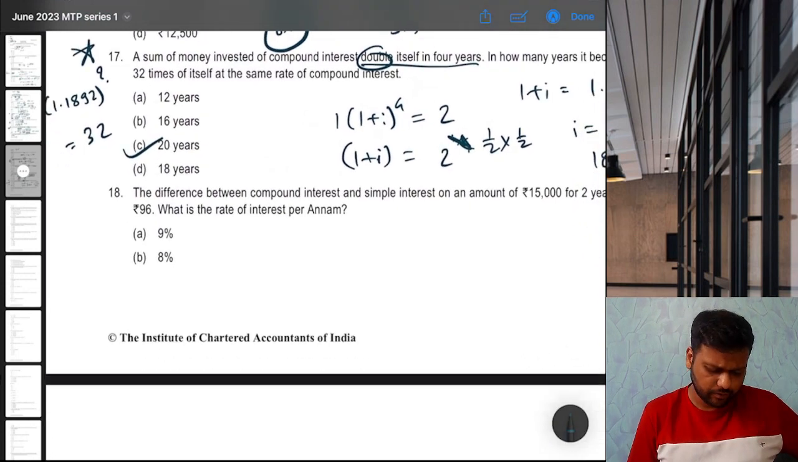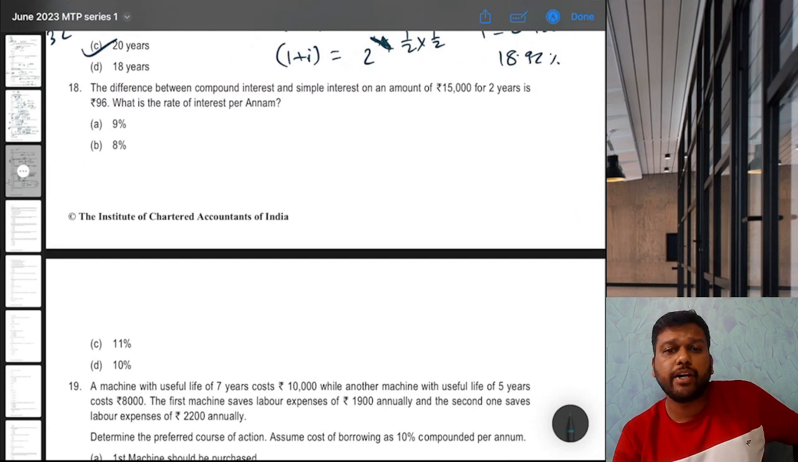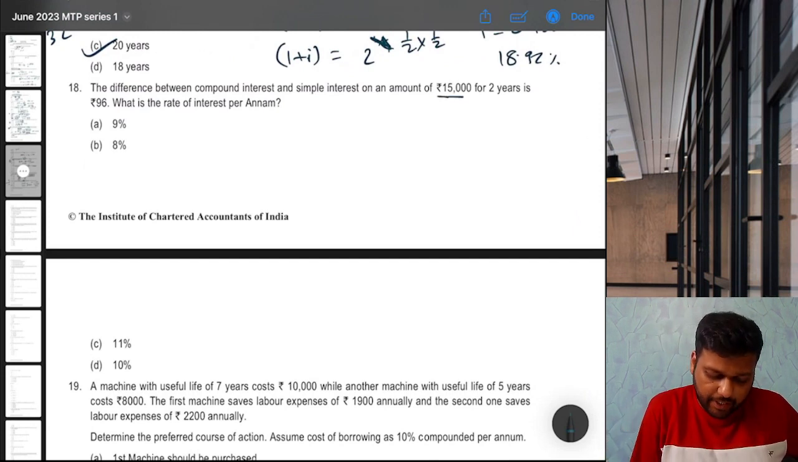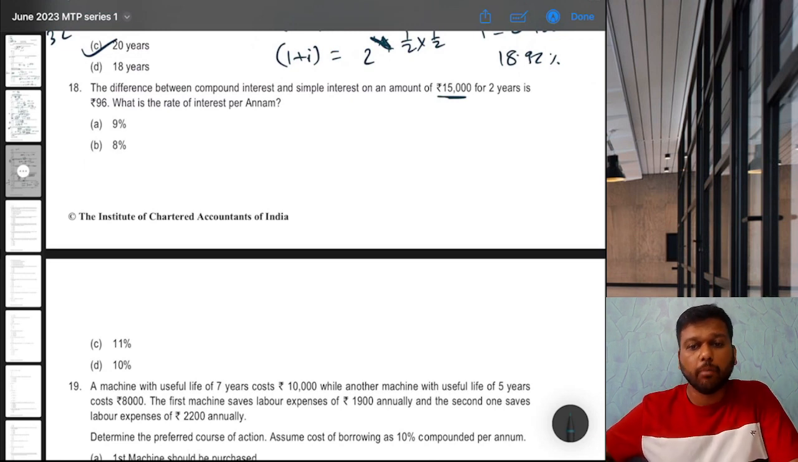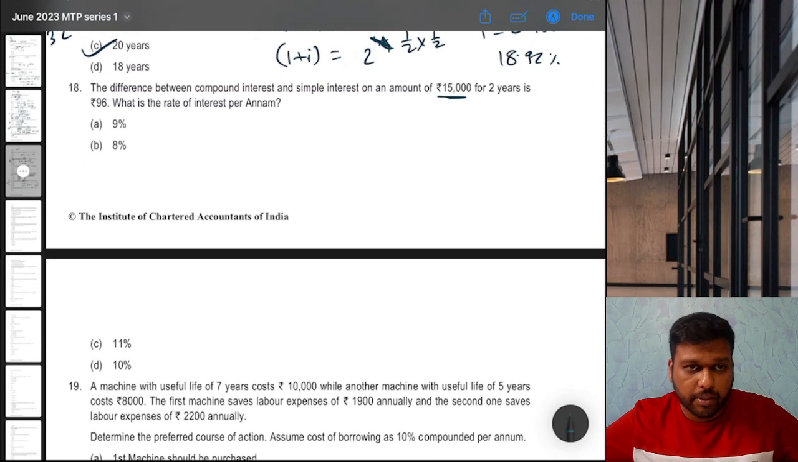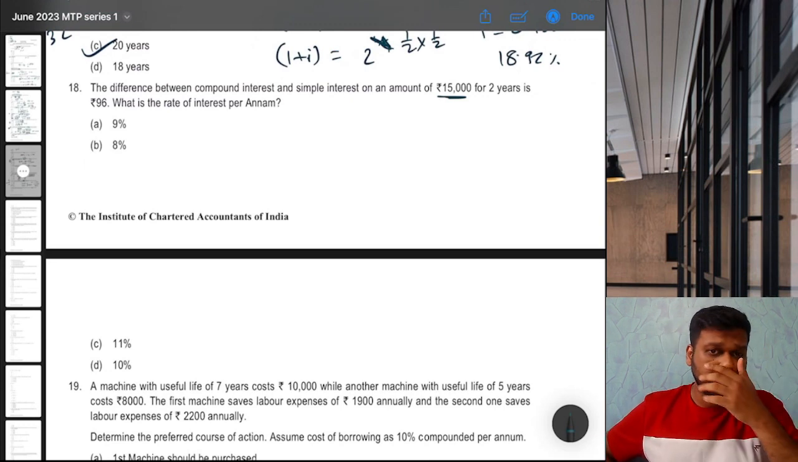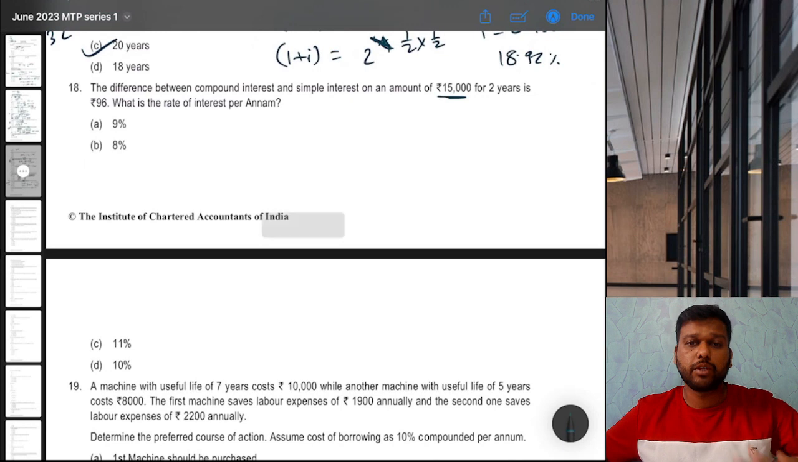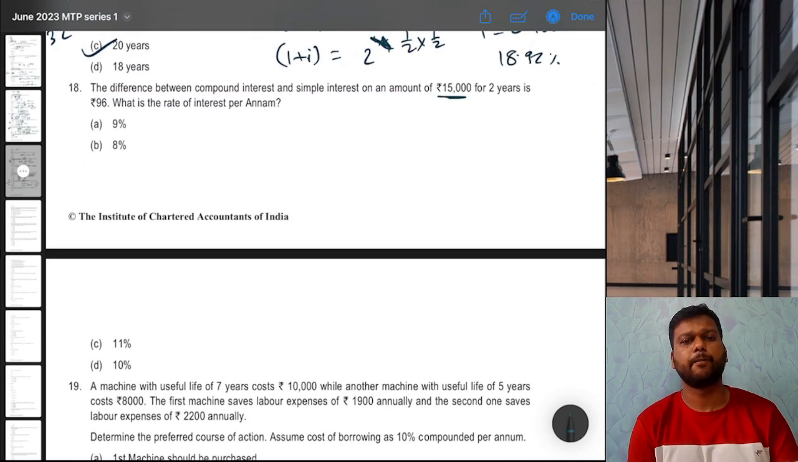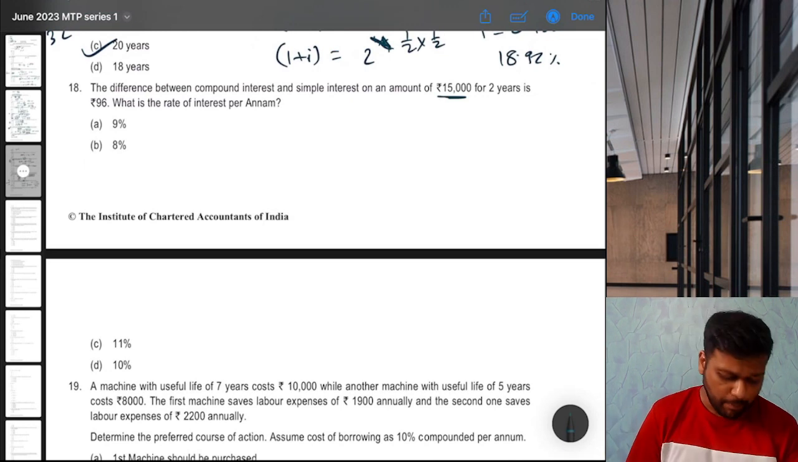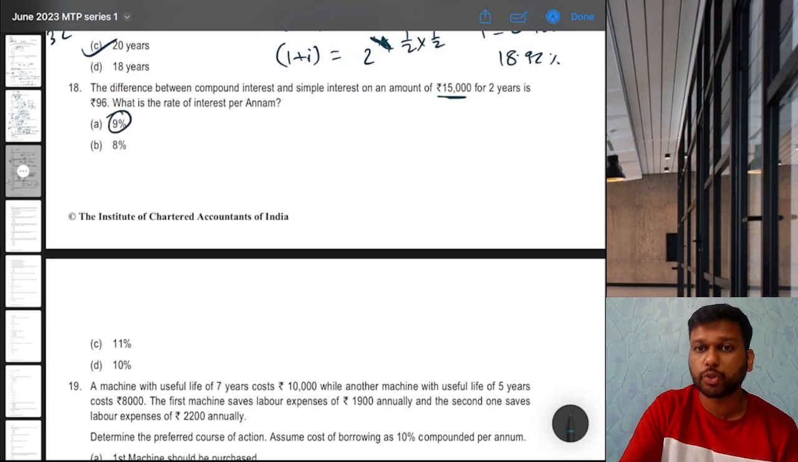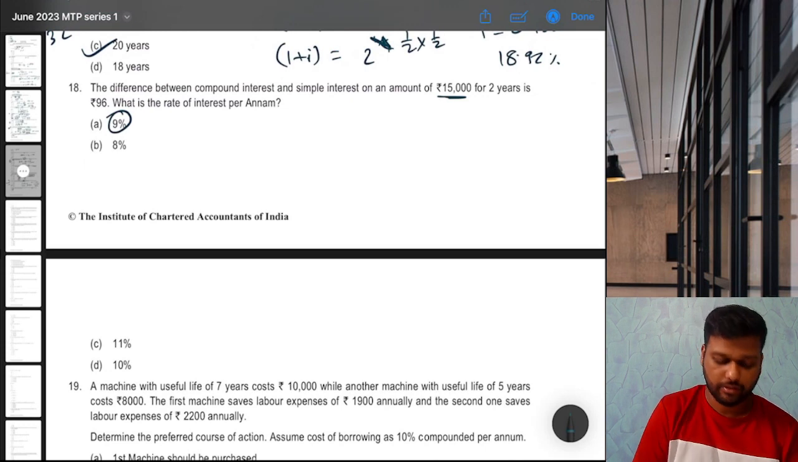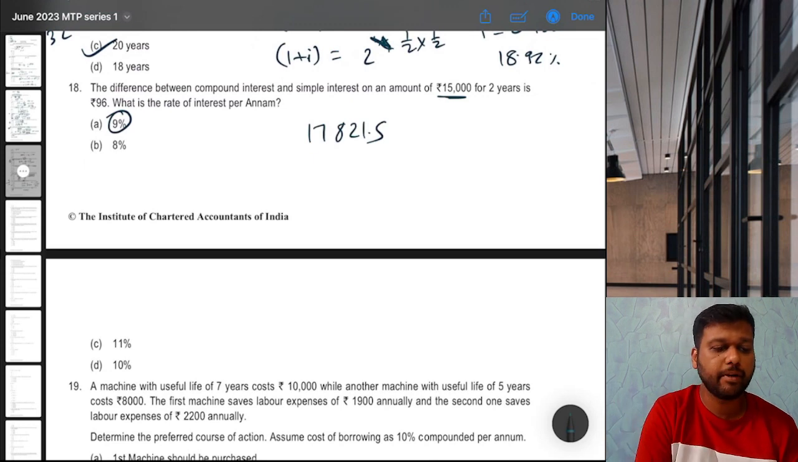Okay. Next, the difference between compound interest and simple interest on an amount of 15,000 for 2 years is 96 rupees. What is the rate of interest per annum? They have written the wrong spelling of annum, but fine. You can solve this using an equation, but no need. You can solve this normally also, right? Fine. Just go by options. What will be the compound interest amount? 1.09 into equal to, because 2 years, into 15,000. That is 17,821.5. Don't write it. Instead, press M plus.